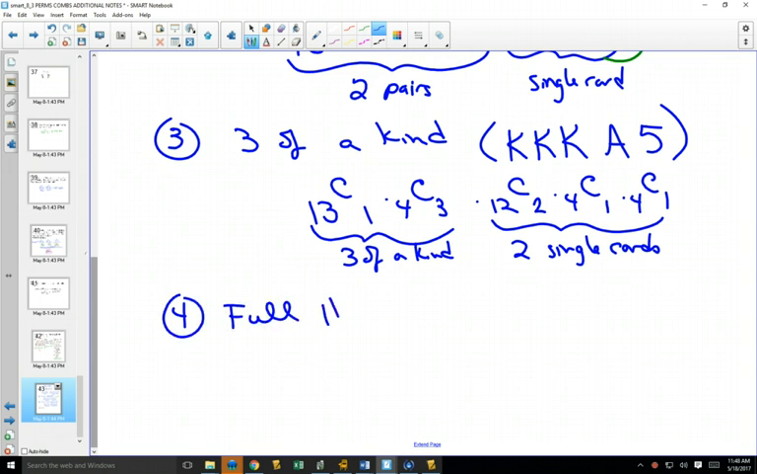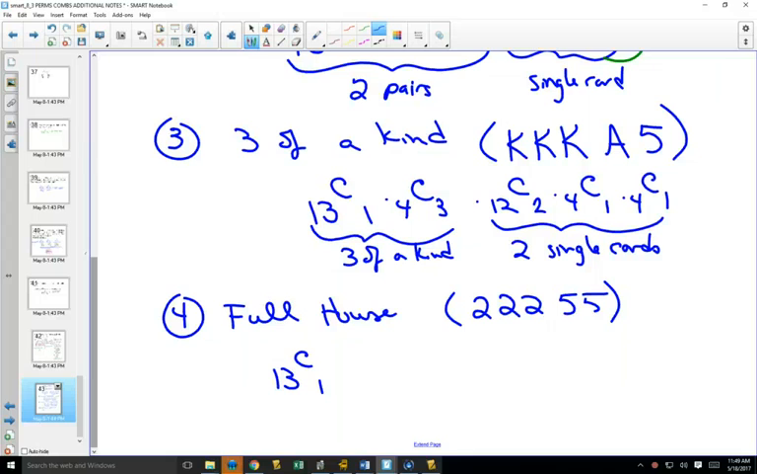How many have heard of full house in poker? What does full house mean? You have 3 of a kind, so you could have 3 2s, and the other 2 are a pair, so 3 2s and 2 5s.